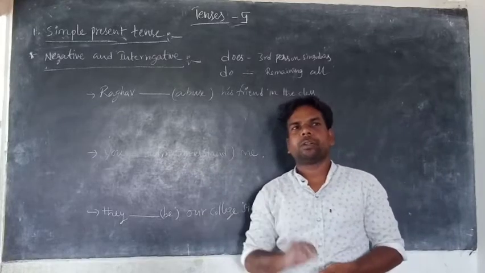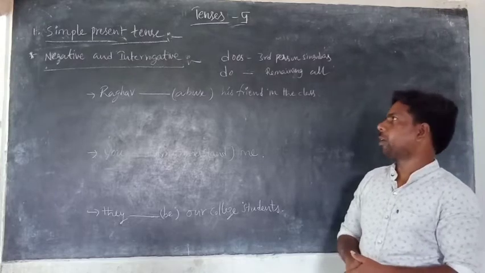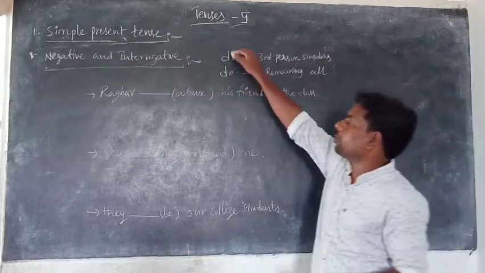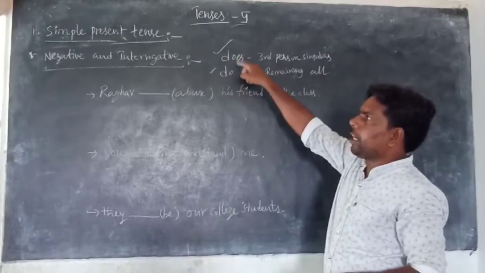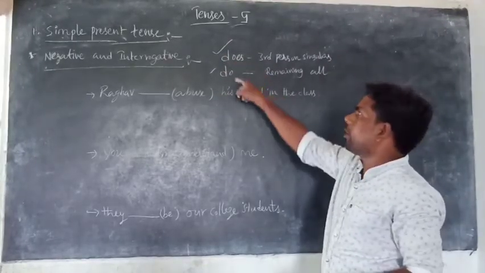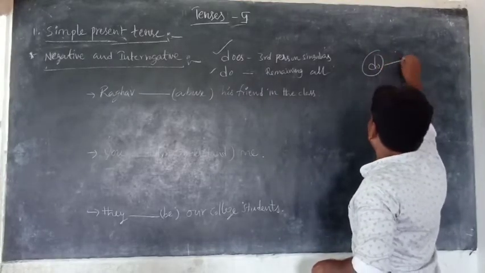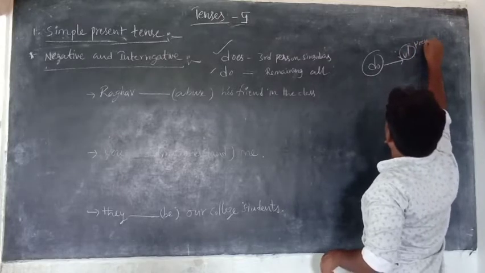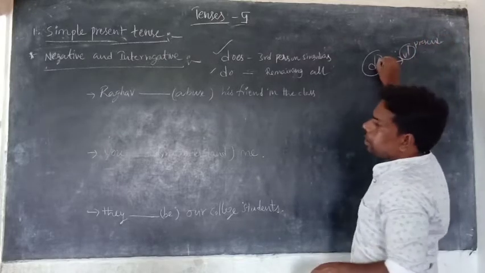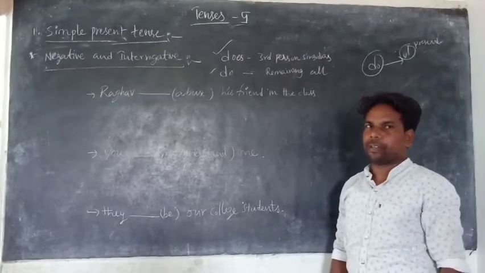In this way you have to make negative, interrogative and negative interrogative. But in English we should have be forms. In simple present, the be forms are does and do. Actually only one be form, that is do, because it is V1, nothing but present tense. Here do is used as a be form.